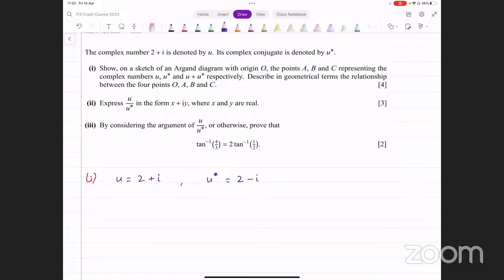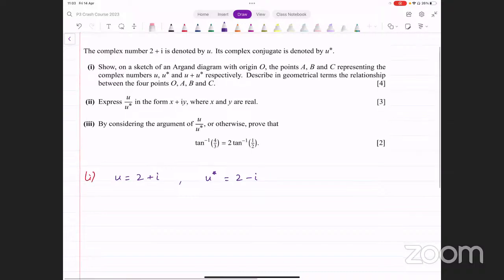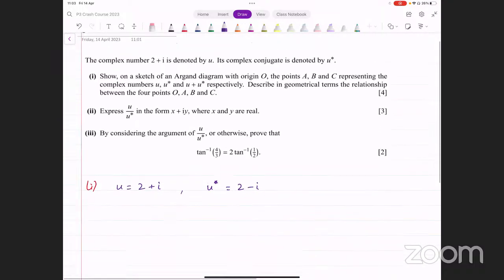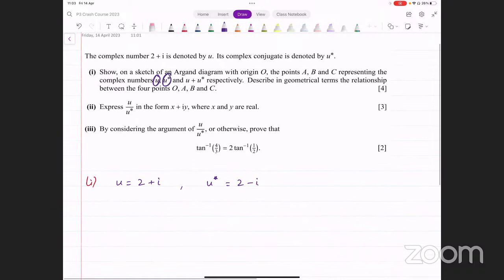And then you have points A, B, and C. They are represented by the complex numbers u, u star. We have them here, and also u plus u star. Okay, let's evaluate that as well.